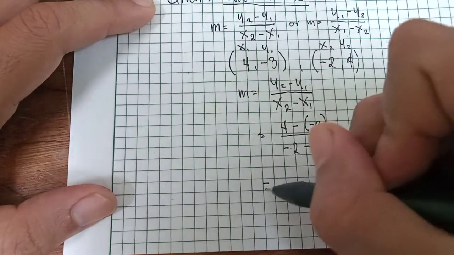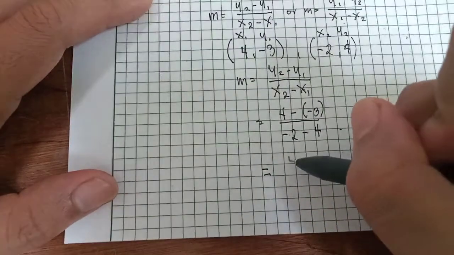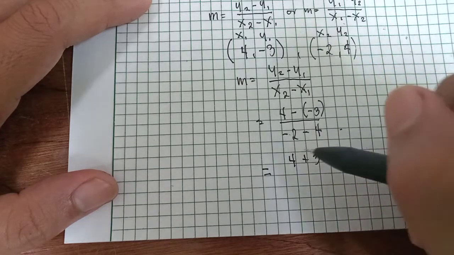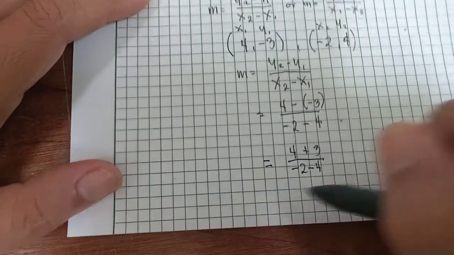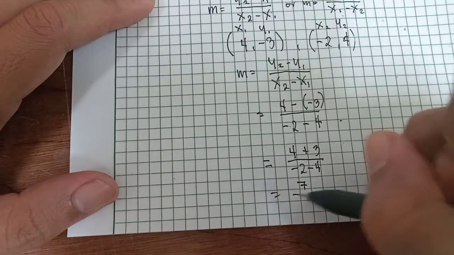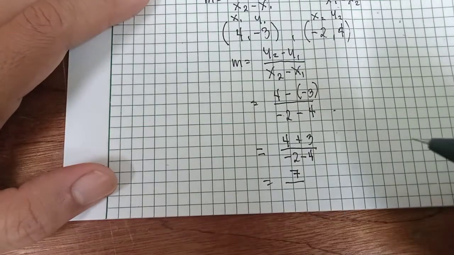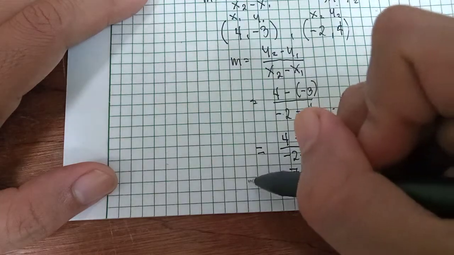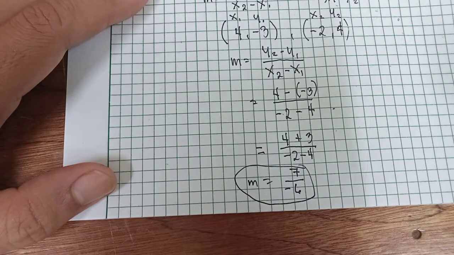Okay? Then simplify. So this becomes 4 minus negative 3. It becomes 4 plus 3. Negative and negative becomes positive in multiplication, over negative 2 minus 4. Okay? So what is 4 plus 3? That is 7, over negative 2 minus 4. So what we're going to do is combine terms, and that is negative 6. Therefore, the slope is 7 over negative 6.